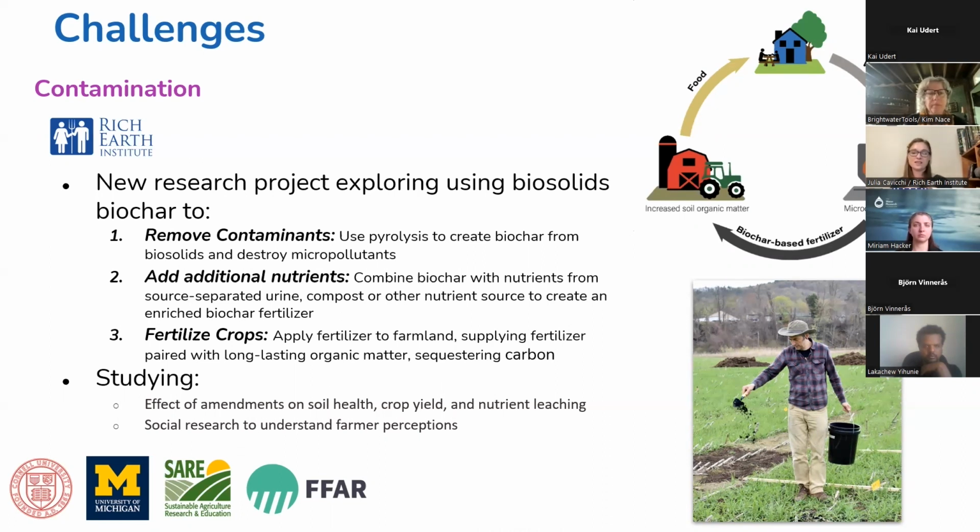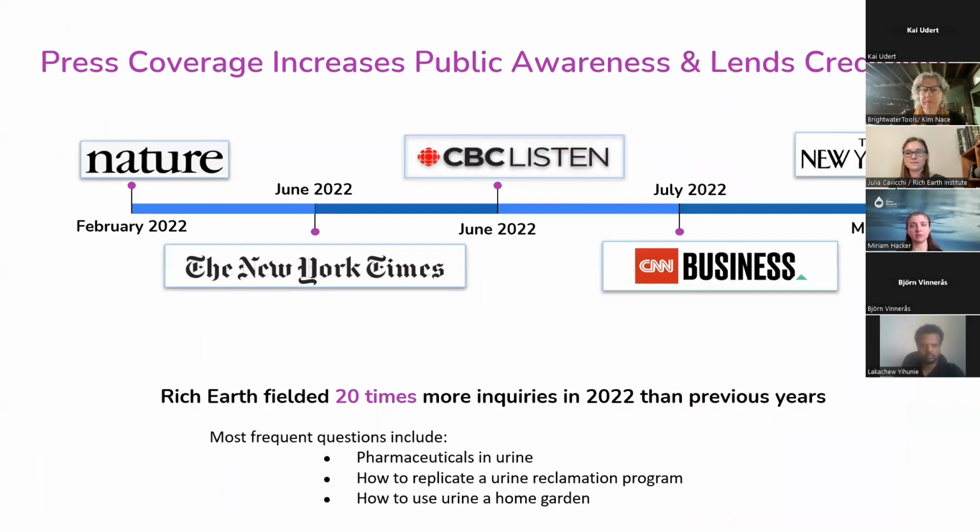So we're actually in the first year of a multi-year study looking at applying these amendments and comparing them to some conventional and organic soil amendments and seeing the effect on the soil health and the crop yield and also nutrient leaching. And we're also conducting social research to explore farmer perceptions because we know this is a thing that a lot of farmers think about all the time, and this is a very novel amendment. So we're really curious to see if farmers would be interested in this kind of amendment and what their thoughts would be.